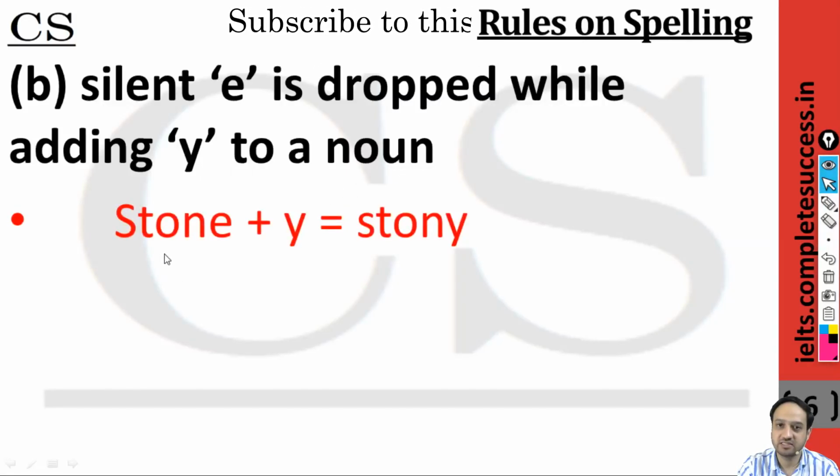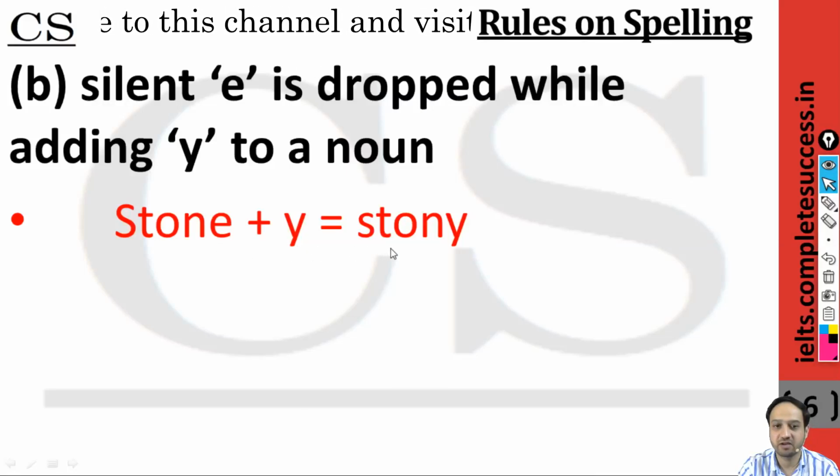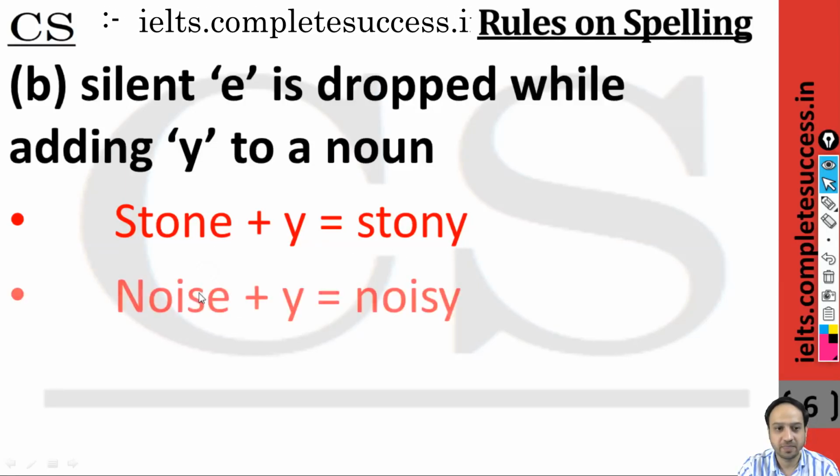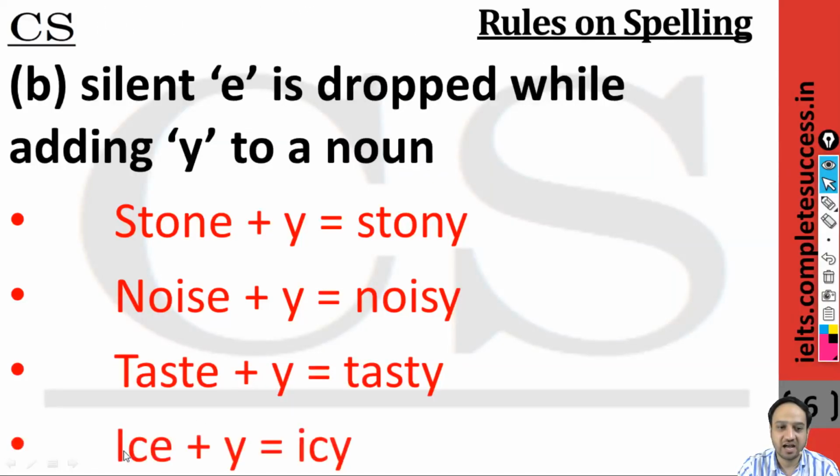The second part is that silent e is dropped while adding y to a noun. Examples: the word stone, when we add y, becomes stony. In the word stony, you can see there is no e. Noise plus y, noisy. Taste plus y, tasty. Ice plus y, icy. We have dropped the last letter e when we add y.